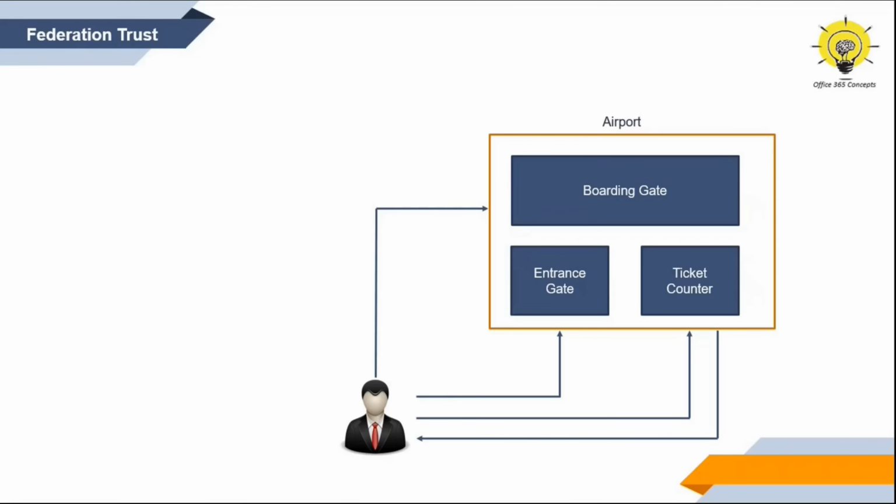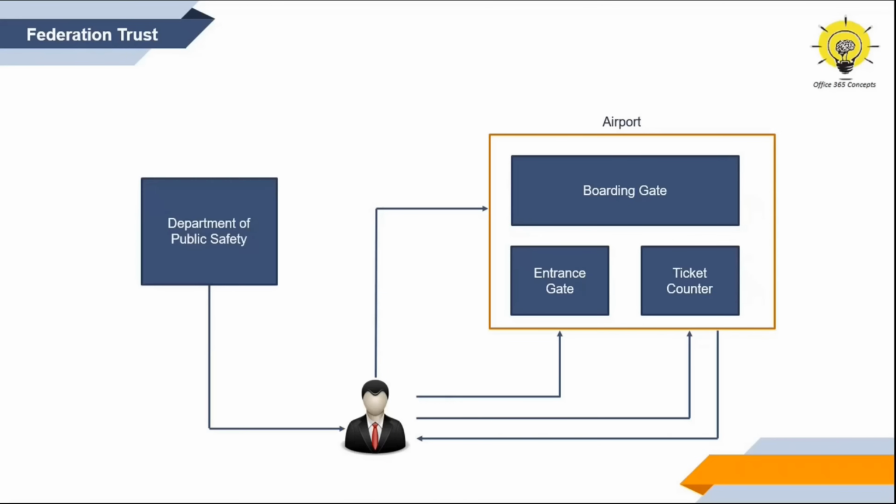Now, the question arises, why should airport authority let you enter inside the airport on the basis of your ID proof? Why should they trust your driving license or your passport? You got the driving license from the Department of Public Safety. You show your driving license to the security guard and you get access to the airport. Because there is a trust between the Department of Public Safety and the airport. Because of this trust, you can get access to the airport premises by showing your ID proof.